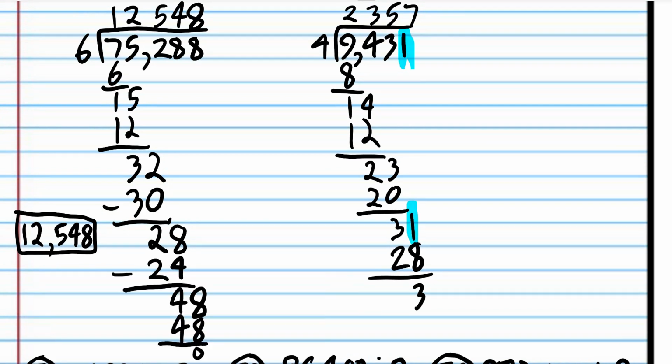We brought down the 3. And the 4, and so on and so forth. So there are no more numbers, so we're done. Answer is 2,357, remainder 3 because the last number was a 3.